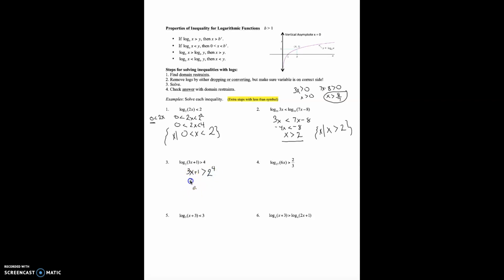So I'm going to do 2 to the 4th, which is 16, and subtract 1, which is 15. Divide. And we get x has to be greater than 5. Notice any value greater than 5 will make this domain greater than 0. So this will be our solution, x such that x is greater than 5. Go ahead and try setting up number 4.